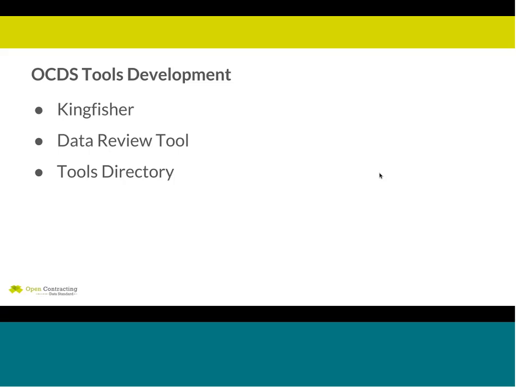There's three things we've been working on recently. Kingfisher, which is our platform for obtaining, storing, and analyzing OCDS data, and a data review tool. David, you asked me to talk about the tools directory. I don't actually know about that. I'm hoping Charlie does and can talk about that in a little bit.